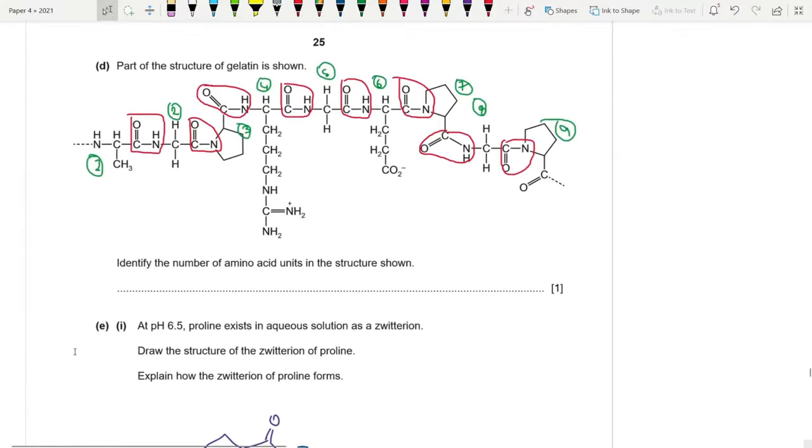Now, identify the number of amino acids in the structure shown. Check this out. The goal is to identify all peptide bonds. I've labeled them with a square, all the peptide bonds. 1, 2, 3, 4, 5, 6, 7, 8. All CONs or CONHs are peptide bonds. Now, what about the amino acids? Between the peptide bonds, amino acids will exist, okay? So this is 1, 2, 3, 4, 5, 6, 7, 8, 9. Let me show you again, okay?